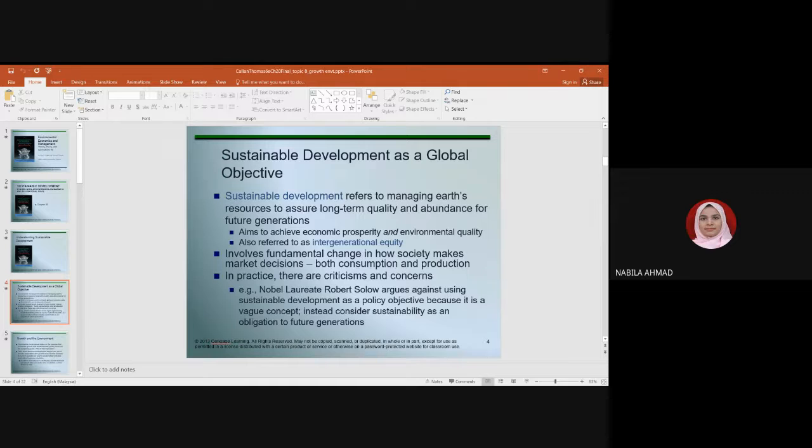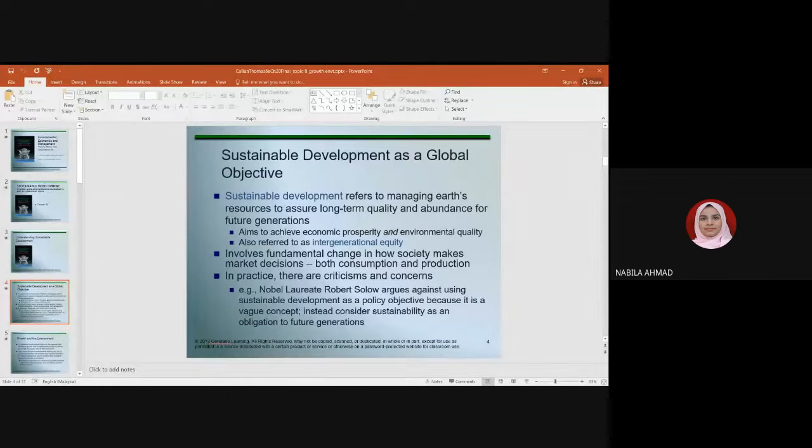So this objective posed a pressing issue at the 1992 Rio Summit, referred to as intergenerational equity. So the goal made clear is that environmental policy must consider the long run. Maknanya environmental quality kita kena fikir untuk jangka masa yang panjang, tak boleh jangka masa yang pendek, right? So it involves fundamental change in how society makes market decision, consumption and production. Bagaimana kita buat keputusan, kita perlu ambil kira the environmental quality itself lah, right?